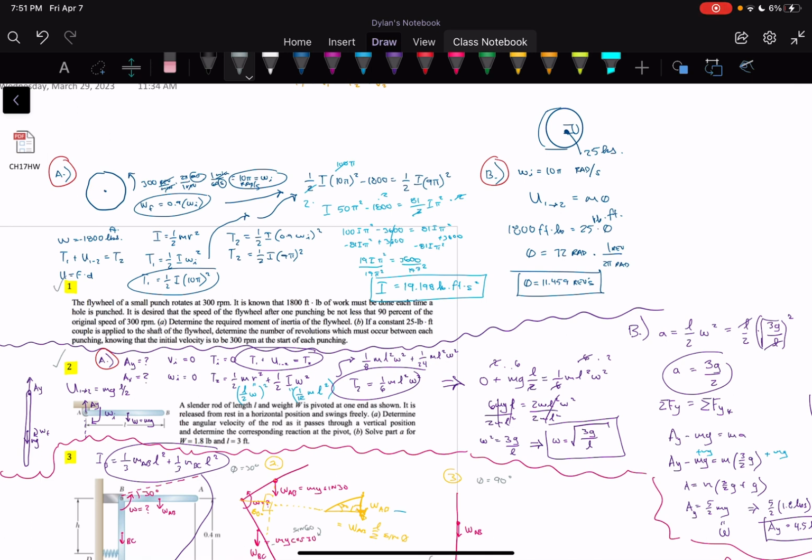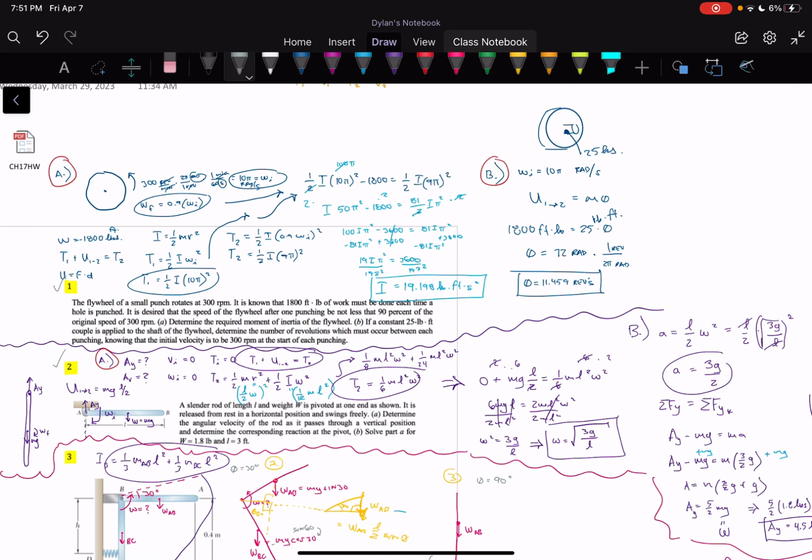In order to find T1 and T2, we do have to find the moment of inertia, and it does give us our revolutions per minute, which is our angular velocity. So we just convert that to radians per second. And from that point, we're able to find inertia.